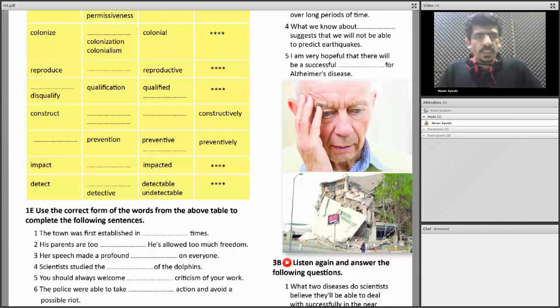Next one is disqualify. Another verb in this group can be qualify. Qualify, disqualify. Qualification, and we can have another noun like disqualification. Qualified and disqualified or unqualified can be adjective forms.